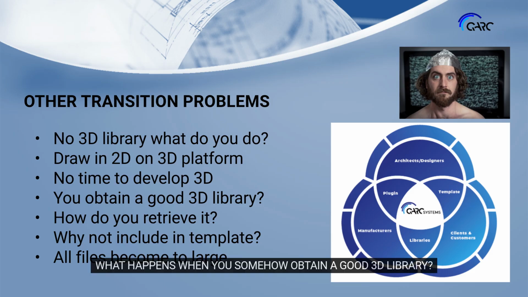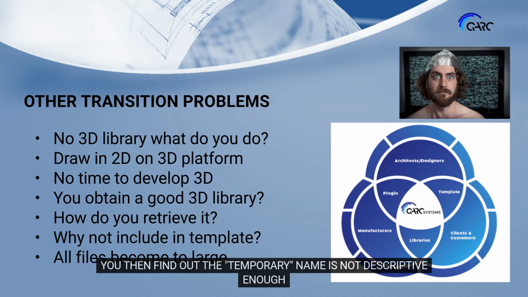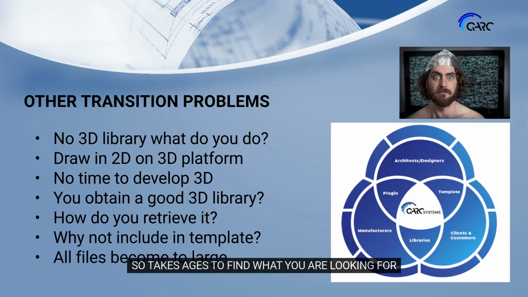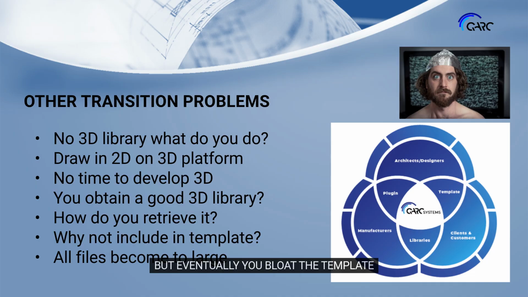What happens when you somehow obtain a good 3D library? How do you retrieve it? Even if you had a good family tree, you then find out the temporary name is not descriptive enough, so it takes ages to find what you are looking for. Some people add the standard stuff to their template. That works to a point, but eventually you bloat the template. Then all your standard project files become too large.